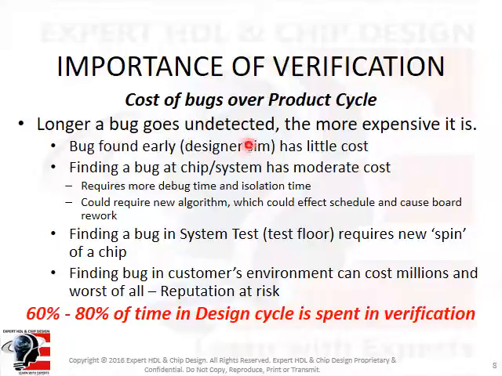Verification is directly related to the cost of design and development. The longer a bug goes undetected, the more expensive it is to fix. This is because to fix a bug, many times it is necessary to go back and repeat the design cycle from the initial stage. If the bug goes undetected and is caught on silicon during ATE testing, it can prove to be extremely expensive, as it requires a completely new spin of the chip and means paying the foundry more for new masks. If a customer finds a bug, it impacts reputation. Hence, in the integrated circuit design world, 60 to 80% of the time in the design cycle is spent in verification.